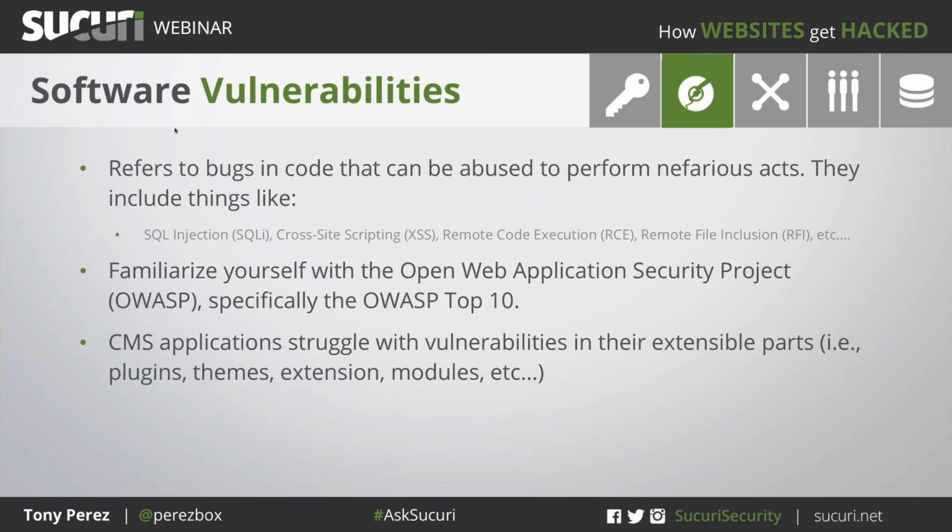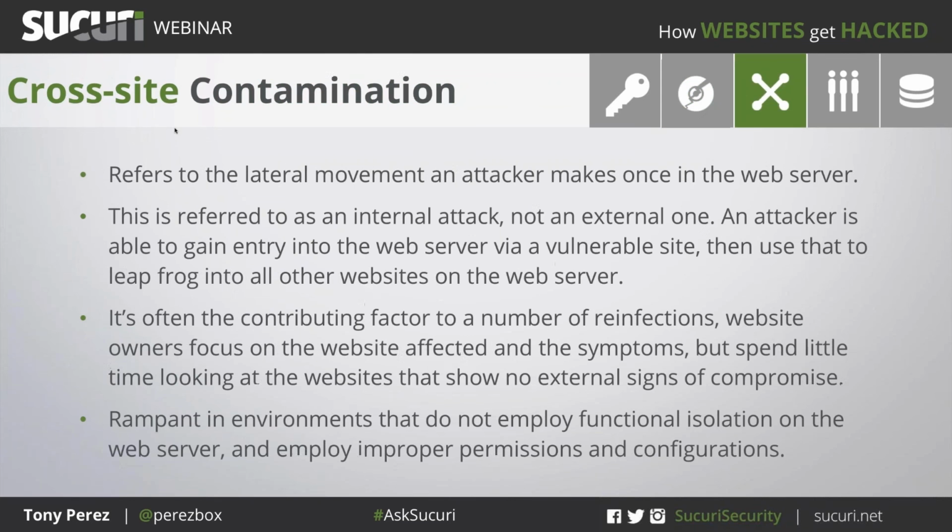So when I talk about access control and I talk about software vulnerabilities, I'm talking specifically about external attacks or hacks and how they happen, right? When I talk about cross-site contamination, however, I'm talking more about internal hacks. And what cross-site contamination refers to is the lateral movement that occurs, right? So in large enterprises, I penetrate the perimeter and I can laterally move across the network, identify other networks, devices, servers, things like that.